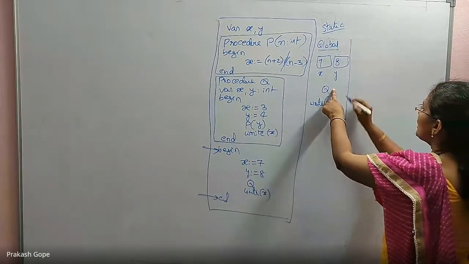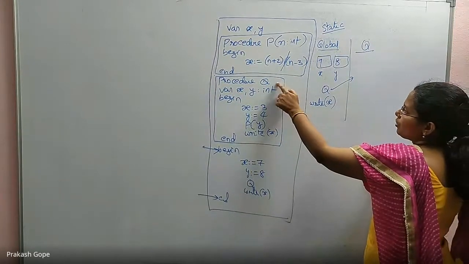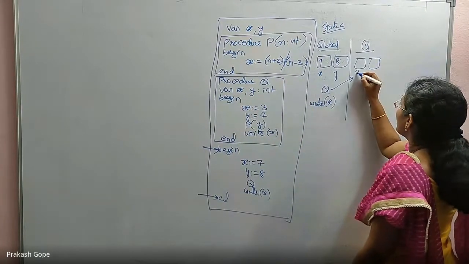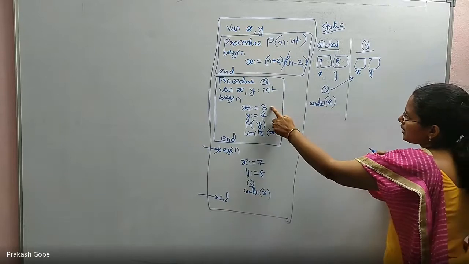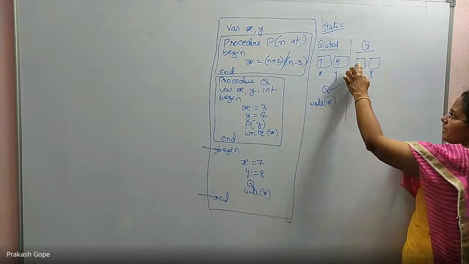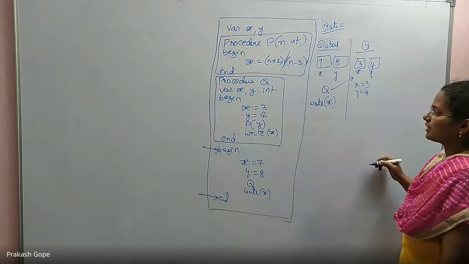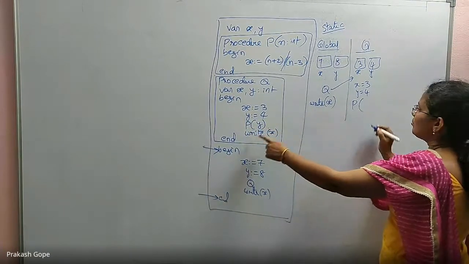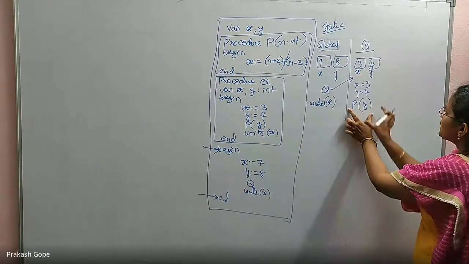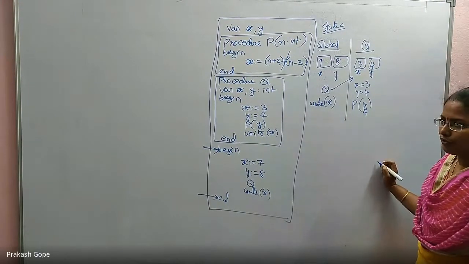By seeing the function call, I will jump to Q's environment. No formal parameters, but there are two local variables x and y, so draw the boxes. Start execution. X equal to 3, y equal to 4. Local x is there, so assign 3. Local y is there, so initialize it with 4. Call P with y value. I am executing from this environment, so y will be from this environment only, that is 4. So it is P of 4.